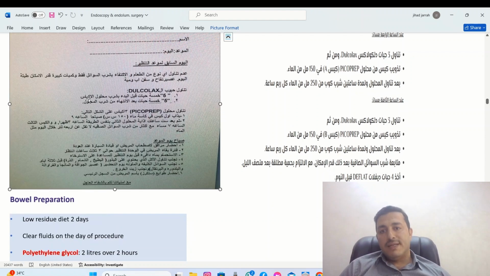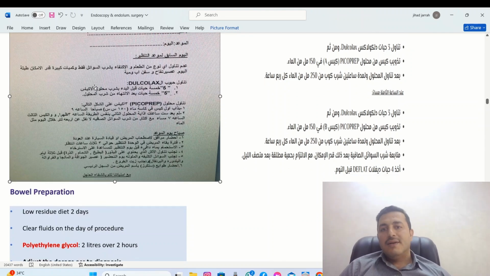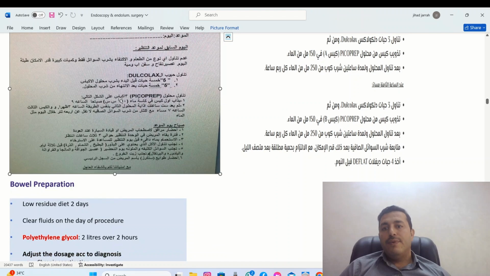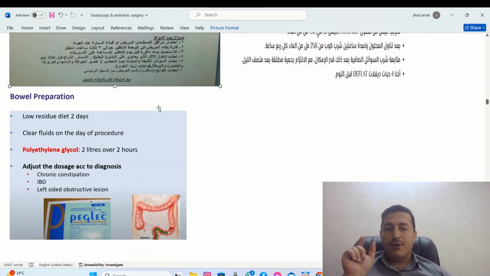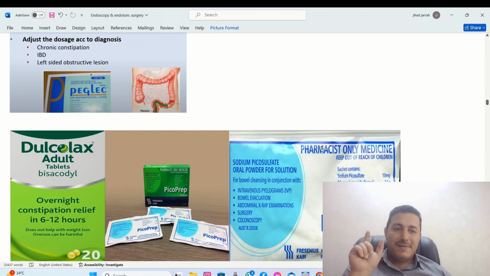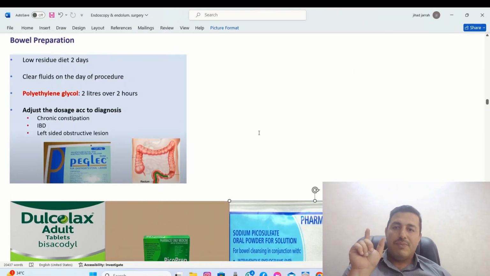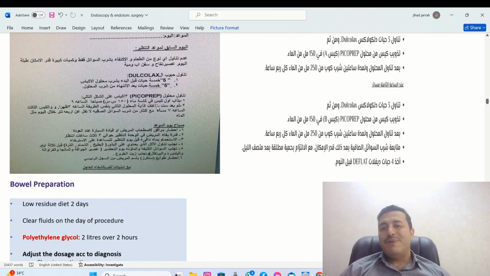So if we split it into 3 doses, he needs 30 tablets. Use Pico Prep in 3 parts. Each part of the Pico Prep, I don't know what we call it, this is the Pico Prep sachet. Each one should be diluted with 150 cc of water and split into 3 doses.